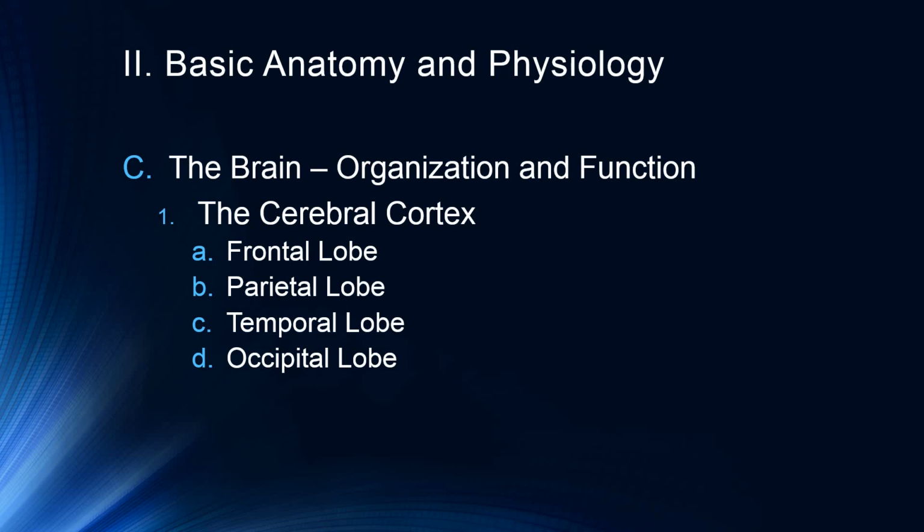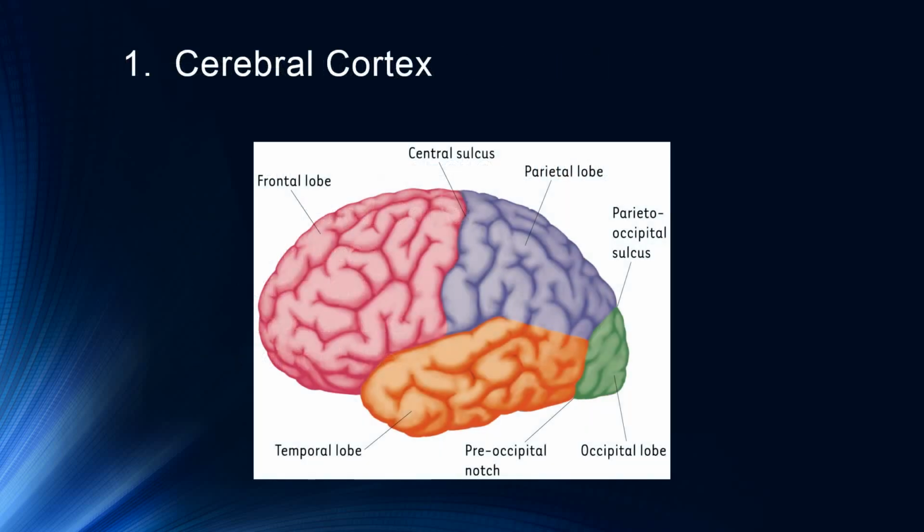So moving on to the central nervous system, particularly the brain, we'll talk a little bit about organization and function. The first is the cerebral cortex, which is divided into two hemispheres, the left and right. Each hemisphere is then divided into four lobes: the frontal lobe, the parietal lobe, the temporal lobe, and the occipital lobe. So it looks something like this.